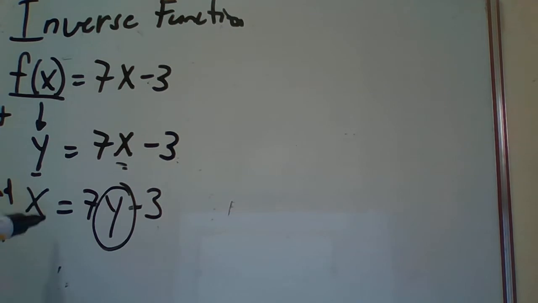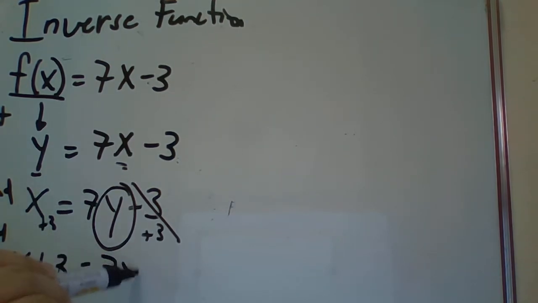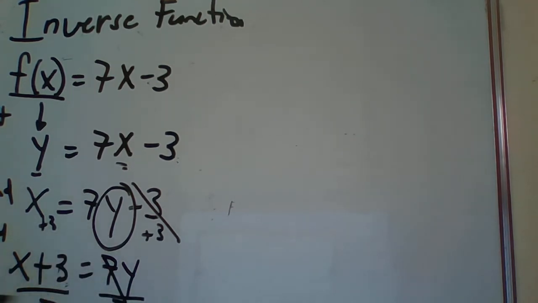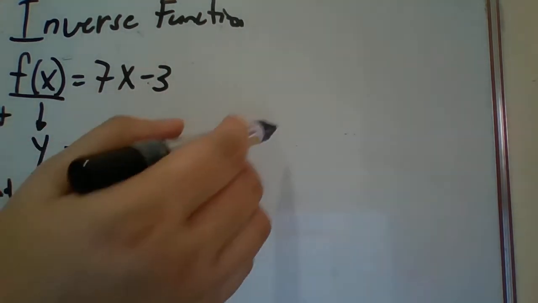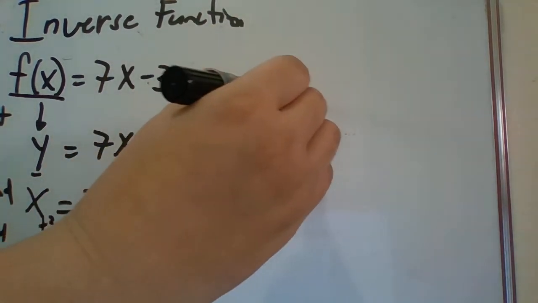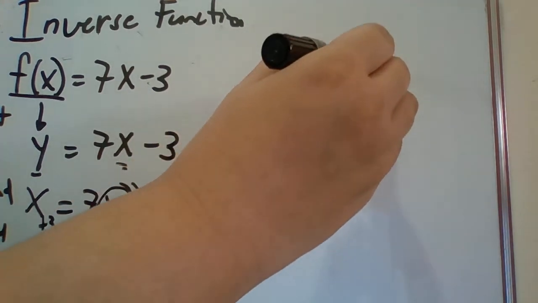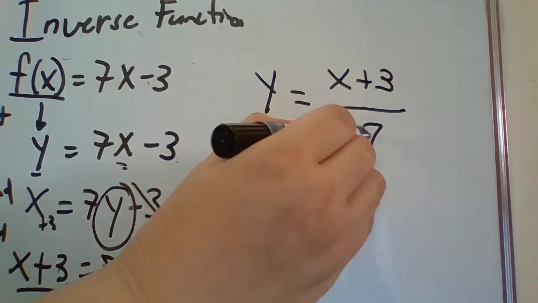So, what we do is we add 3 on both sides. So, mawawala dito and then matitira dito ay x plus 3 equals 7y. And then, we also remove the coefficient ni y. So, over 7 over 7. Then, you have your y equals x plus 3 over 7.